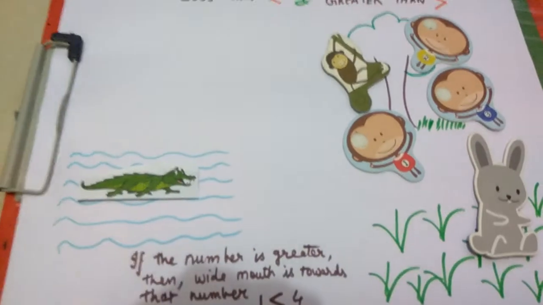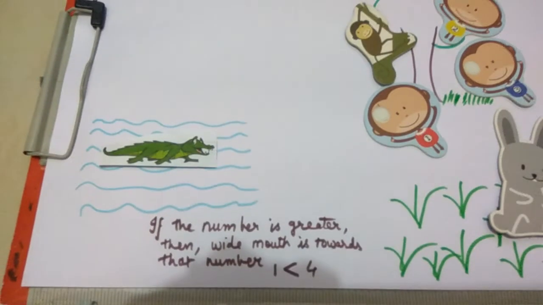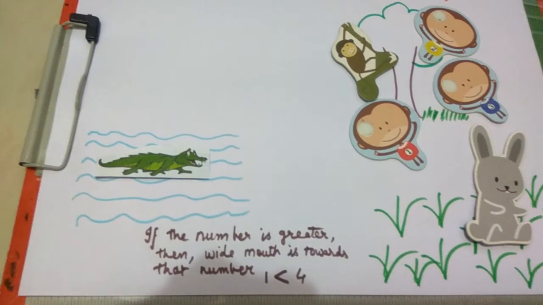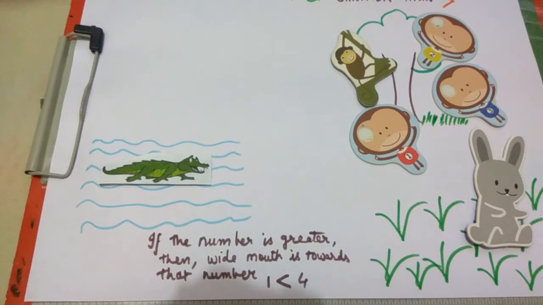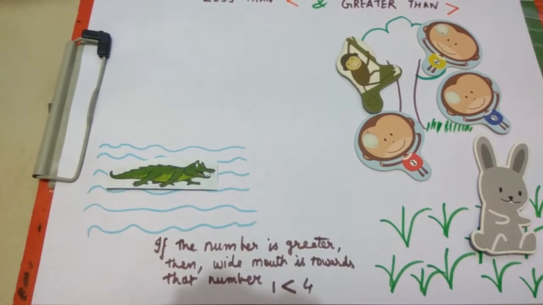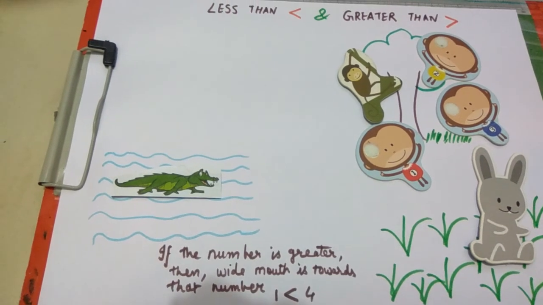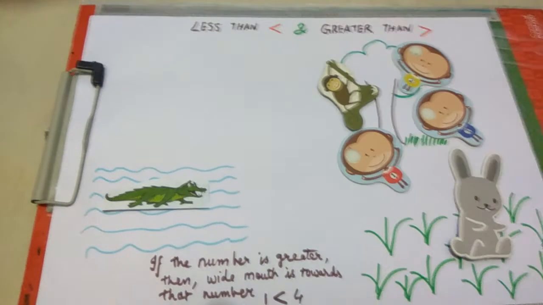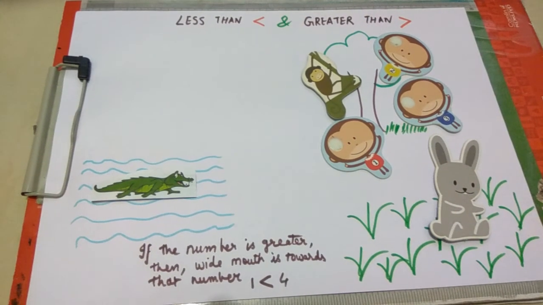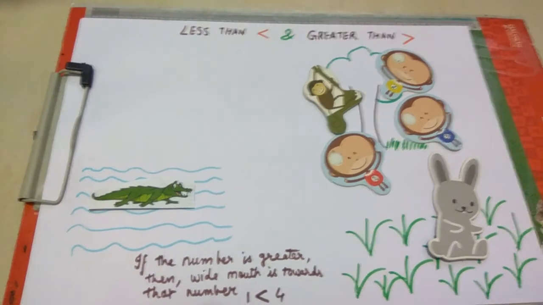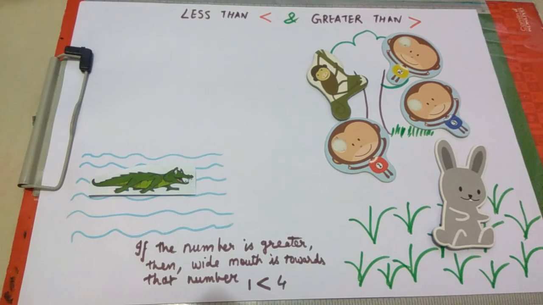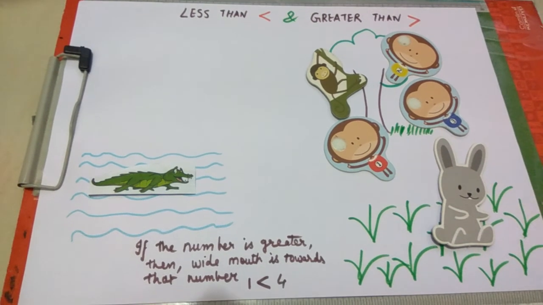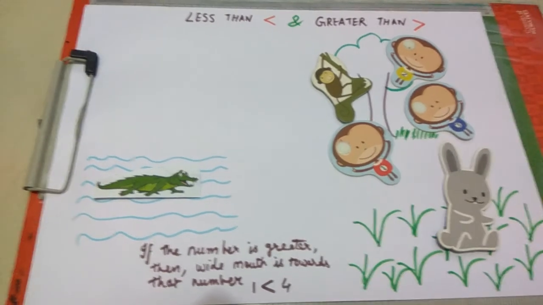So let's see an example here. I have given 1 and 4 here. See, he has closed his mouth towards 1, but he has opened his mouth towards number 4. Hope this story helps you to understand the concept easily, and it helps you with less than and greater than symbols. Thank you.